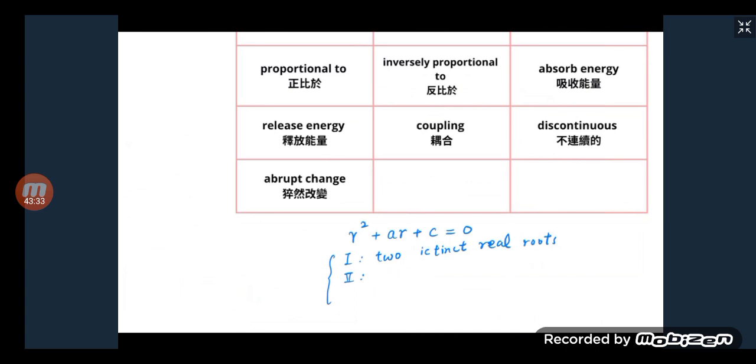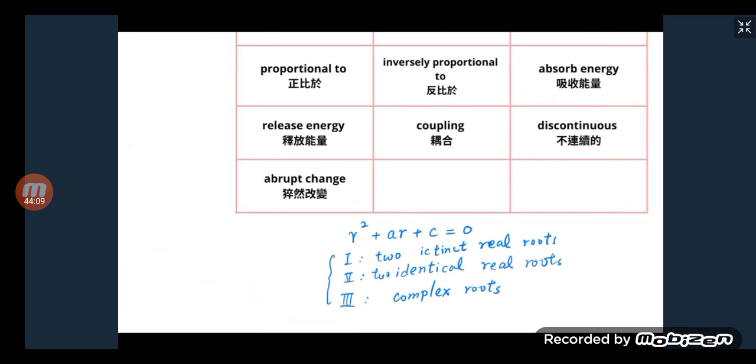Yeah, it's also real roots, but it's identical real roots, 2 identical real roots. Okay. 就重根，但重根也是实根。Any questions? And the type 3 is what? Is complex roots.